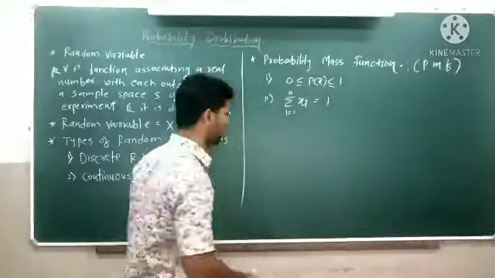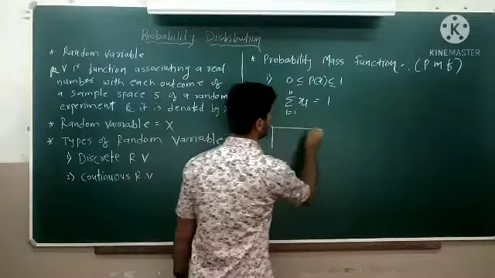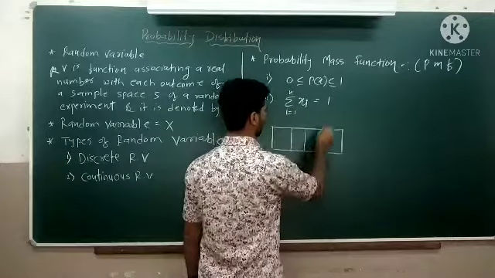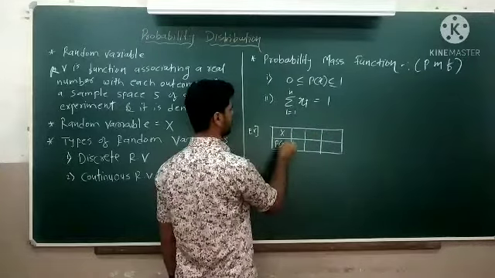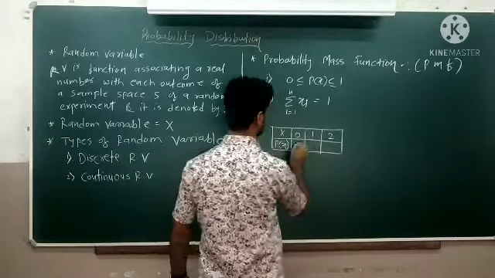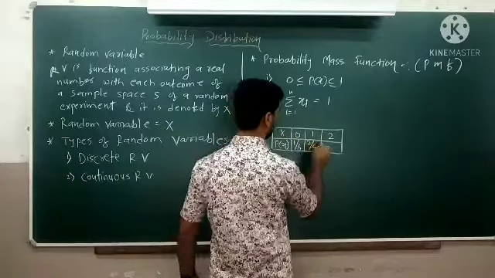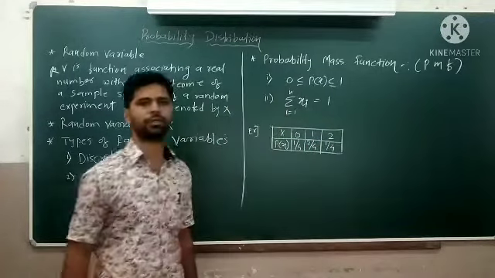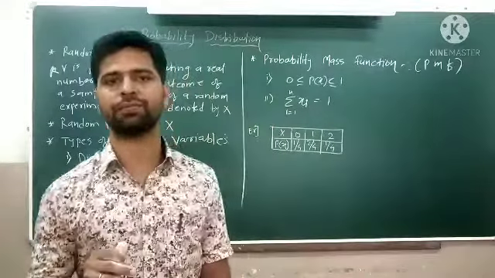We'll check it. Suppose we have a probability distribution table like this. This is the distribution table. This is x and this is p of x. Then you have x values 0, 1, 2. Then here you have the probabilities 1 by 4, 2 by 4, and again 1 by 4. This is the probability distribution table, and they are asking you to check whether it is a probability mass function or not.